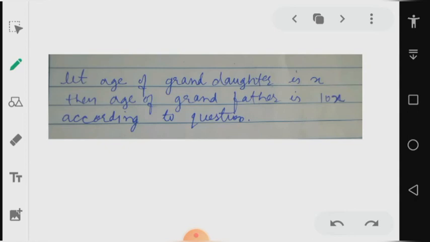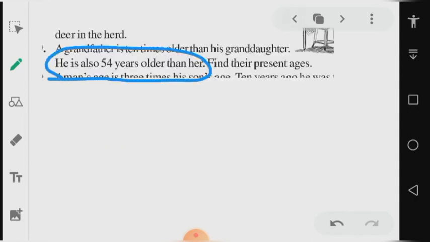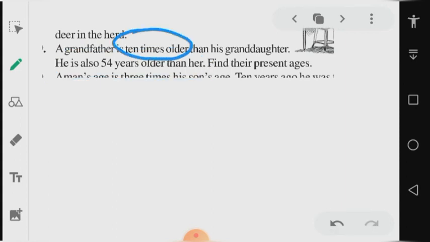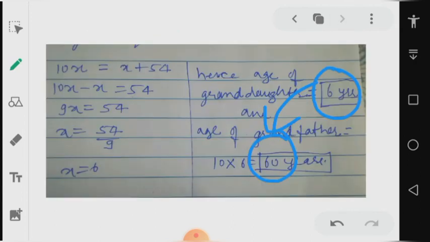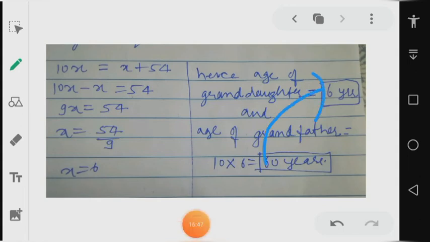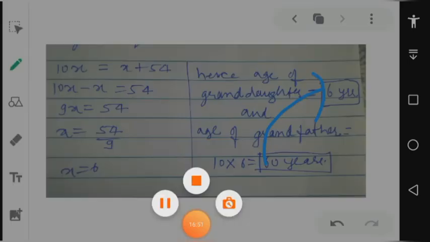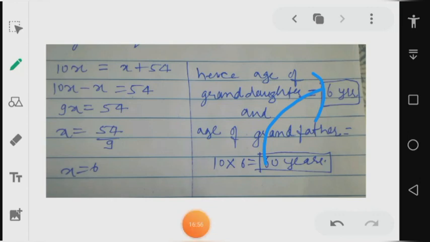Okay, 60 is 10 times 6, and it is the condition given in the question that grandfather is 10 times. Here the age of grandfather is 10 times, given in the question as the first condition. So it is proved that yes, the age is 10 times the age of granddaughter. Again, the second condition is that the age of grandfather is 54 years more than the age of granddaughter. So we know that 60 is more than 6 by 54.